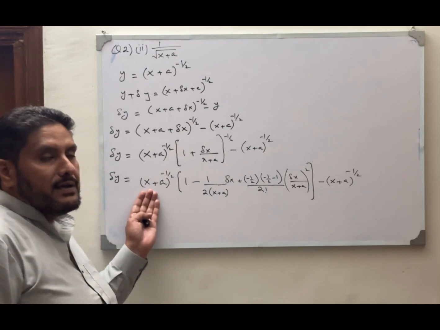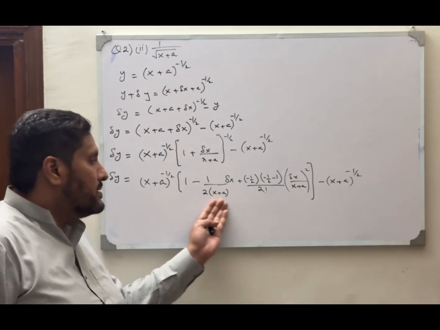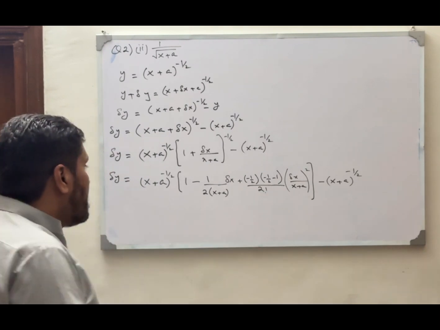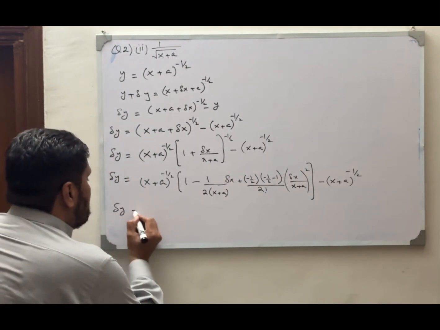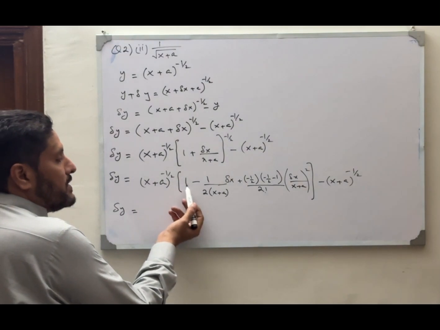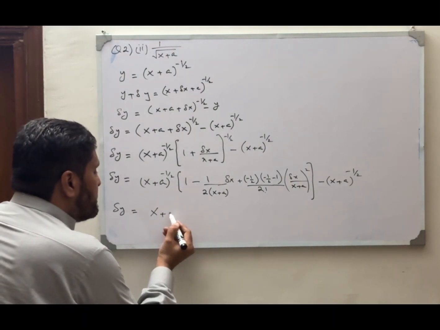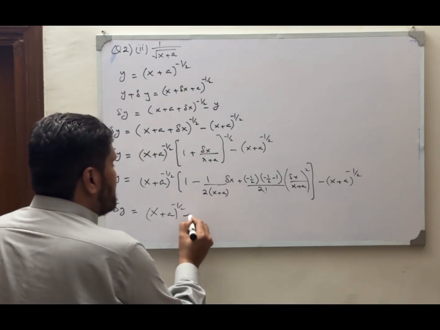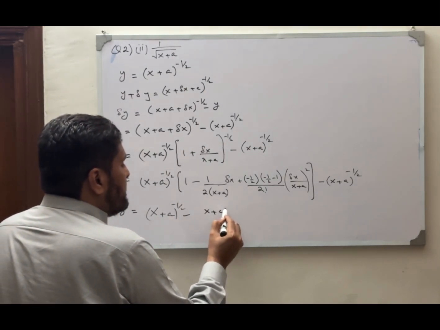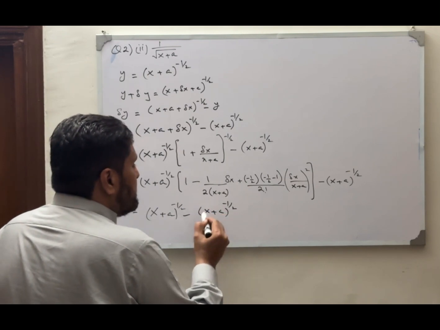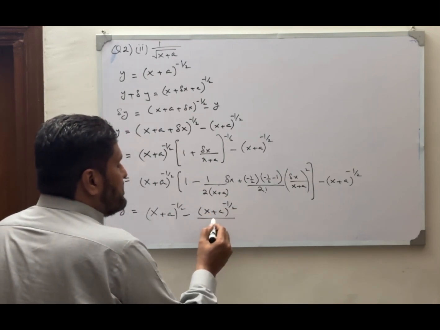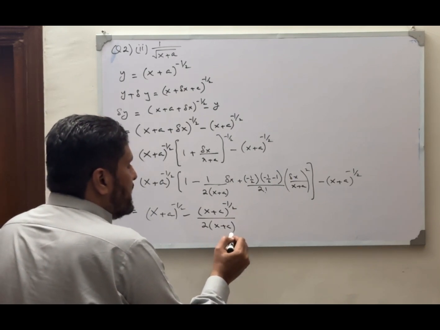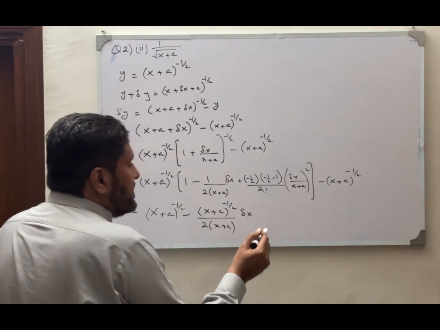Now multiplying (x plus a) power minus 1 by 2 with this whole expression, and then we are going to simplify it. So our delta y is equal to, when (x plus a) power minus 1 by 2 is multiplied by 1, that is equal to (x plus a) power minus 1 by 2 minus (x plus a) power minus 1 by 2 multiplied by the second term. This will become (x plus a) power minus 1 by 2 divided by 2 over (x plus a) into delta x.